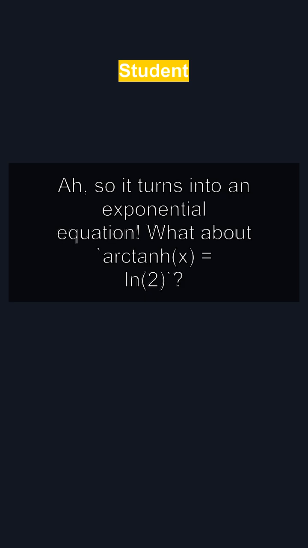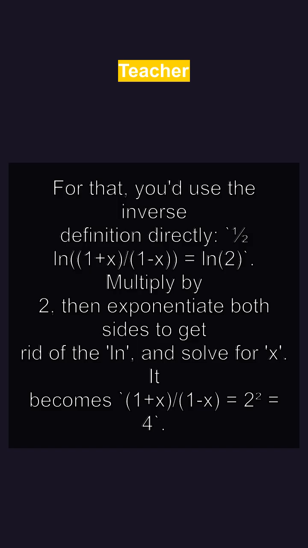What about arctanh x equals ln 2? For that, you'd use the inverse definition directly, 1/2 ln((1 + x)/(1 - x)) equals ln 2. Multiply by 2, then exponentiate both sides to get rid of the ln, and solve for x. It becomes (1 + x)/(1 - x) equals 2^2 equals 4.